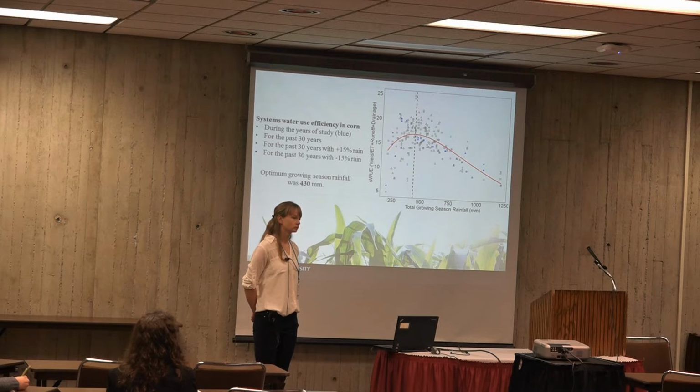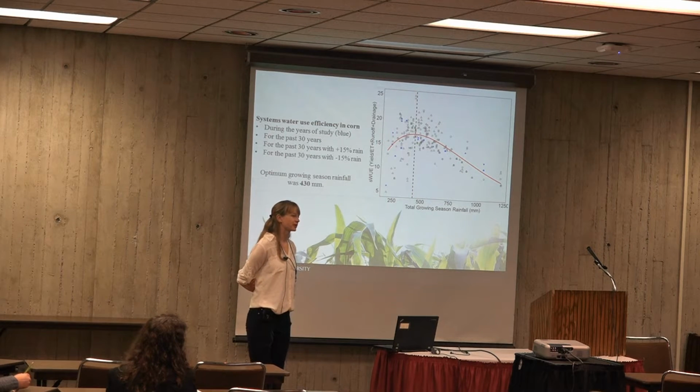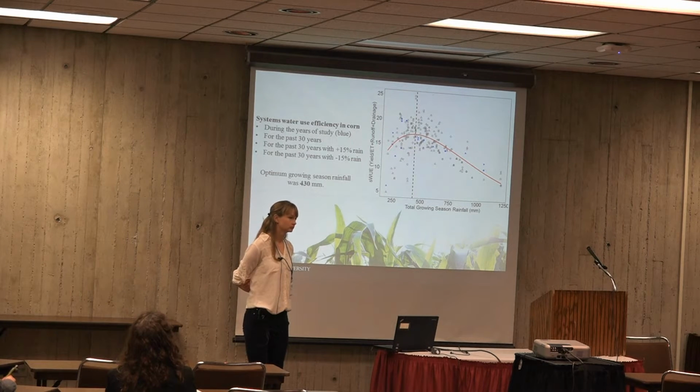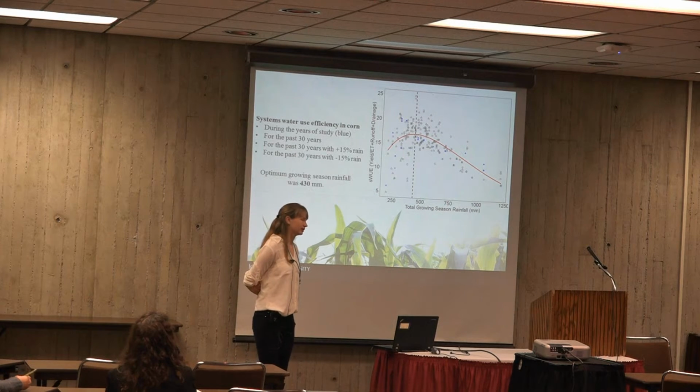So my question gets to this variability. How much of that variability do you think is from out of season precipitation, and how important would that be, and what role does it play in the water use efficiency of these crops? Right, that's a really good question.